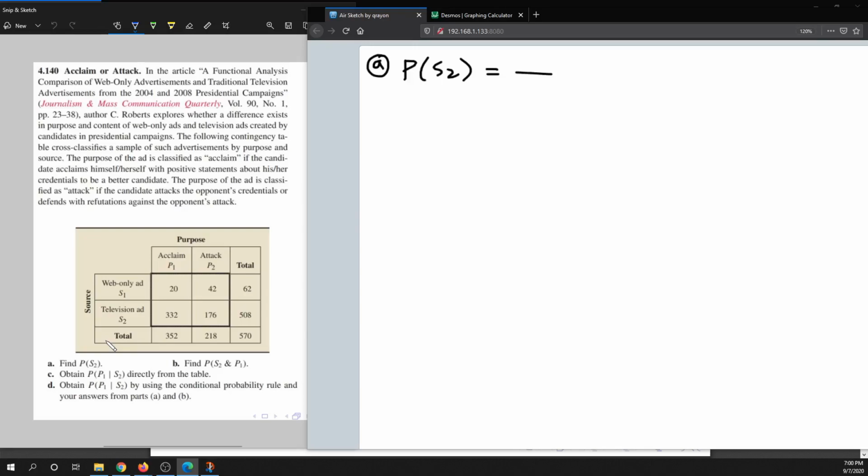On the bottom, we'd have the number of ads in our sample space, which is 570. And then on the top, we would have the number of television ads, which is given over here in the margin. That's the sum of these two numbers. So that's 508. So the probability that a randomly selected ad is a television ad is 508 divided by 570. All right. And part B, they want to know what is the probability of the event S2 and P1.